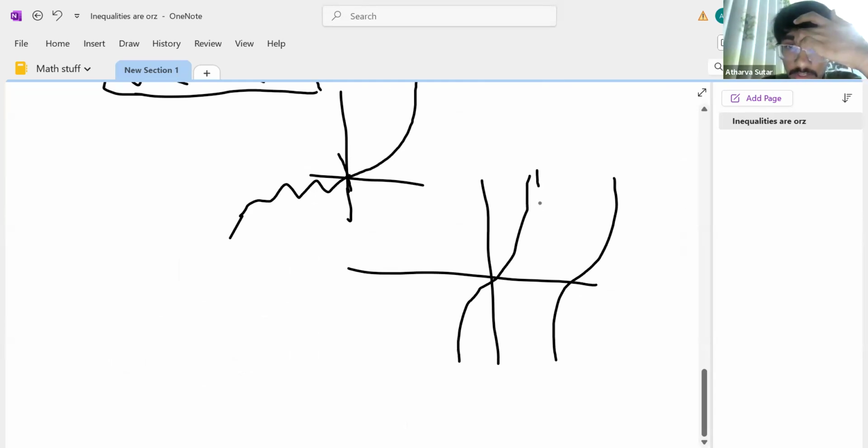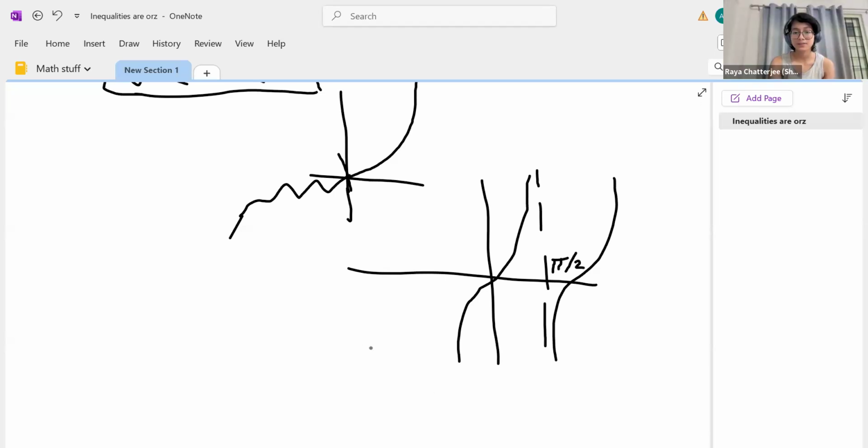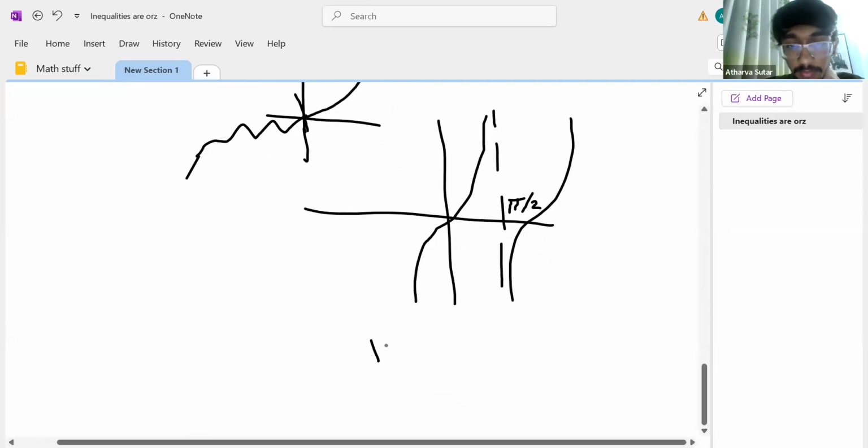So does anyone want to make observations about this? This is, I think, pi by 2. Yeah, the graph is convex in the interval 0 to pi by 2 and concave in the interval minus pi by 2 to 0. Since the graph is periodic, this holds for other values as well, basically from n pi to n pi plus pi by 2.